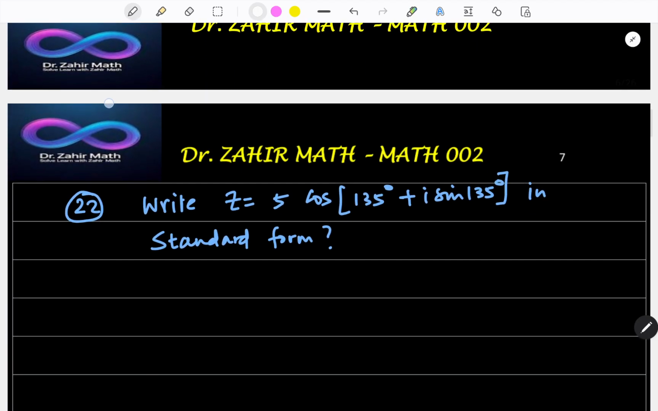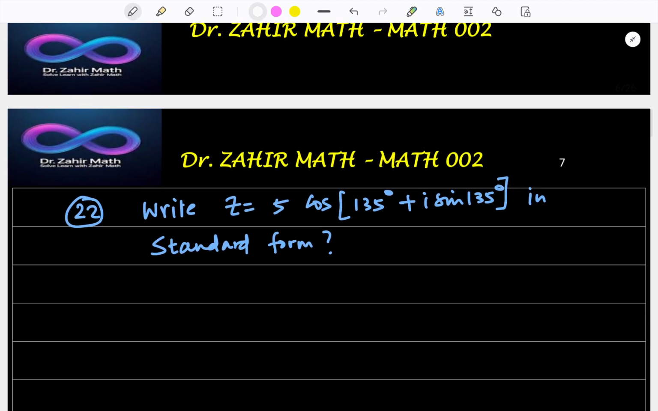Let us go to the next question. Z is equal to 5 times cos 135 plus i sin 135. Again, I'm telling you, this is 135 degrees. Keep in your mind, you should make it degree mode. So let me go to the solution.